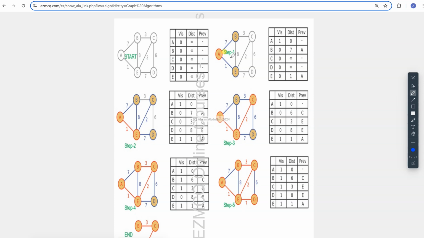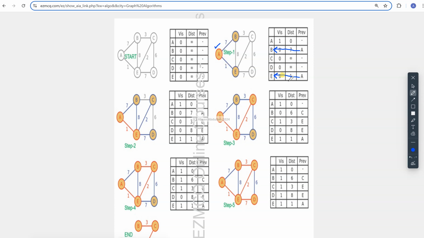So let's start from here. We start from vertex A, and through A we can visit vertex E, and through A we can visit vertex B. So through A we can go to B, and through A we can go to E also.